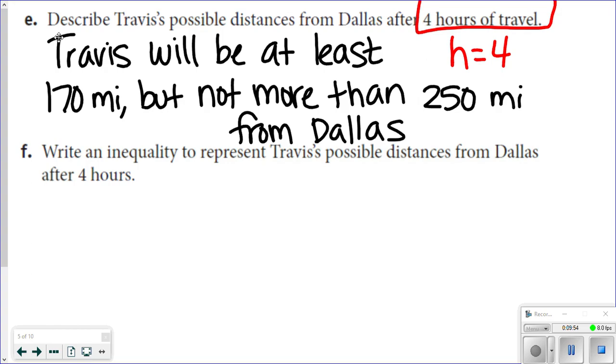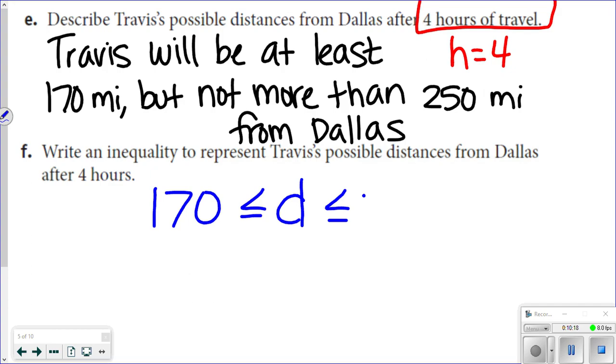And then let's take these numbers and we're going to write them as an inequality. So if you chose different numbers than I did, you're going to use whatever numbers that you have in your book for question E. So if you used 160, you would write 160 first, etc. So 170 is less than or equal to distance less than or equal to 250. So my distance could be in between these two numbers.